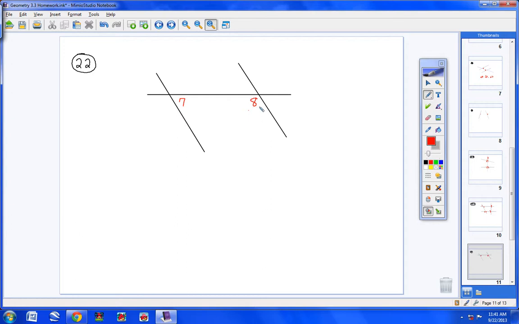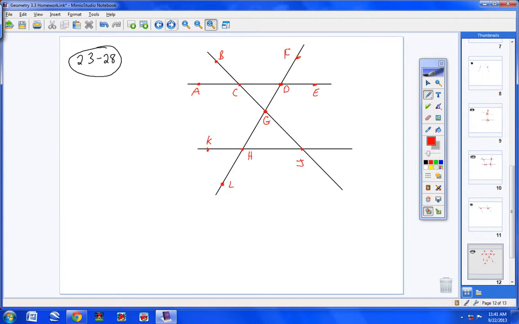Okay? And then last but not least, let's take a look at numbers 23 through 28. Now, number 23 says angle BCA. I'm going to put a number in there. BCA, I'm going to put a number 1 right here, okay? And then DGJ. So D, and then G, and then J.